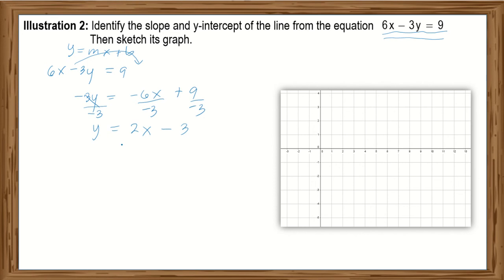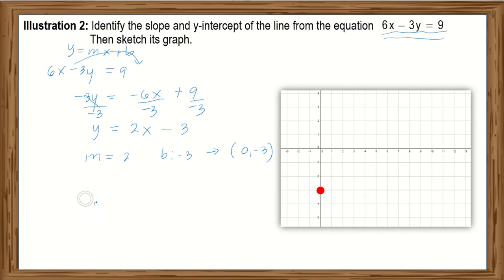So we have now our slope. Okay, this is now our slope. Our slope now is equal to 2. And our y-intercept b is equal to negative 3. So this can be expressed as 0, negative 3. Okay. So, in graphing it, we plot first the y-intercept. Here, it's found here. And then we make use of this slope to determine other points.